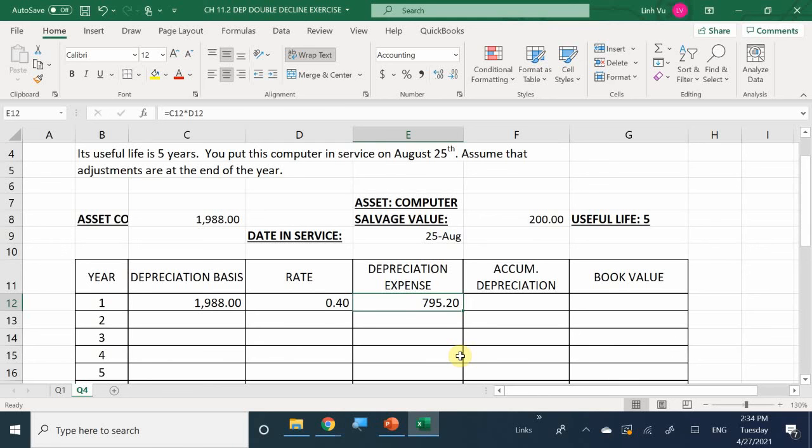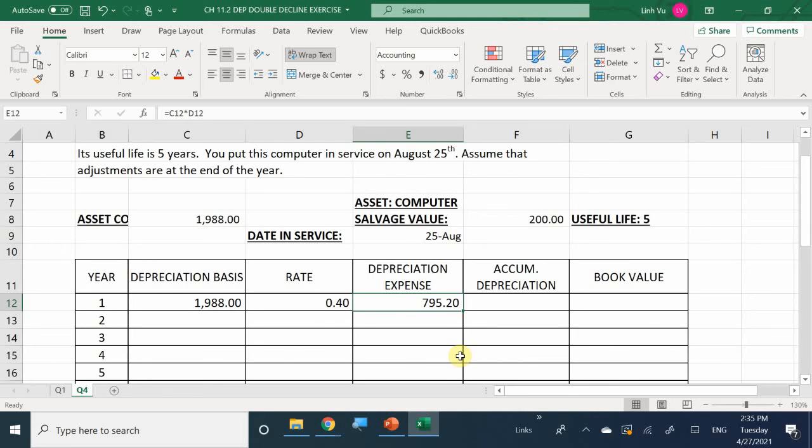This is just depreciating it for a whole year. How old is my asset? 4 months. August 25th, what does that tell us? When do we start depreciating? We start in September. So September, October, November, December. Therefore, it's only 4 months old. You cannot depreciate it for the whole year because it hasn't even reached that old yet.